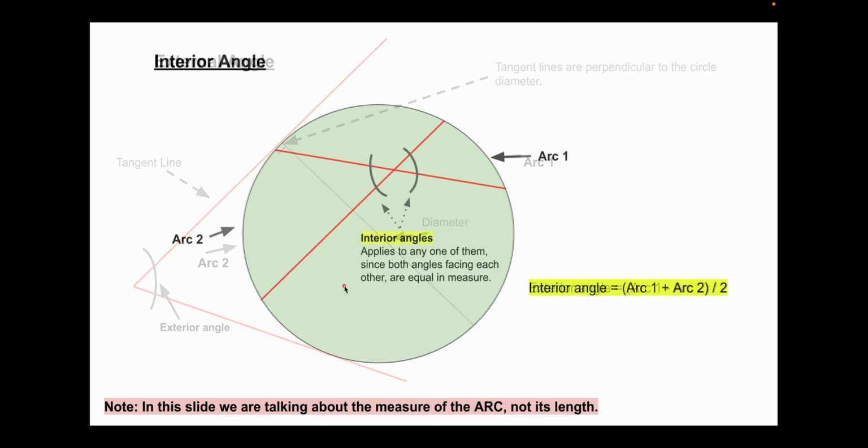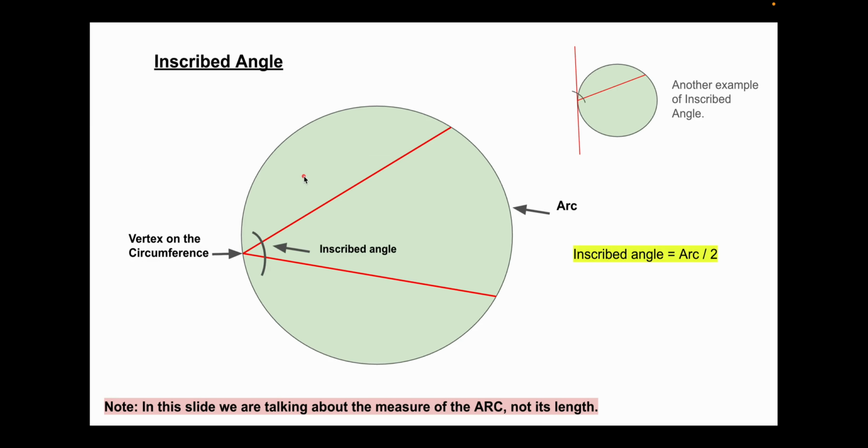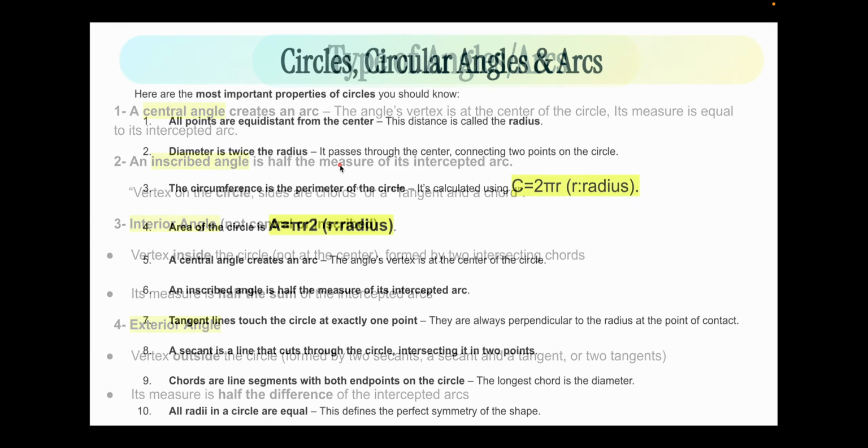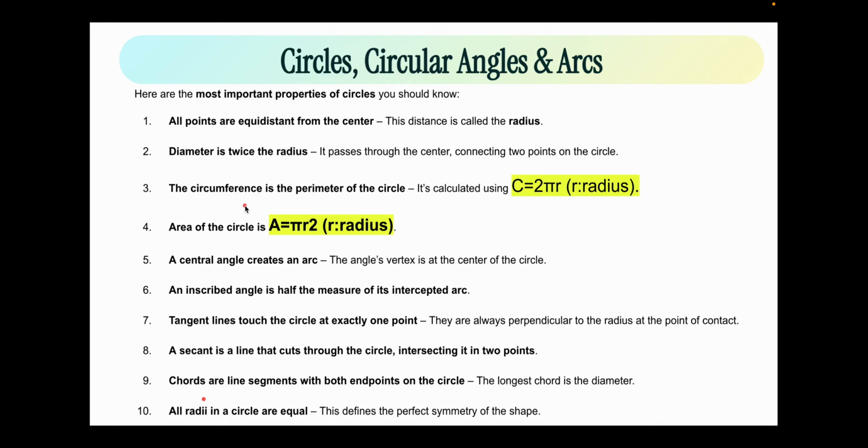Let's continue looking at the properties of circles. The circumference is the perimeter of the circle, and the formula is circumference is equal to pi r. R is the radius, and remember that pi is a constant equal to 3.14. The area of a circle is equal to pi r to the power of 2.